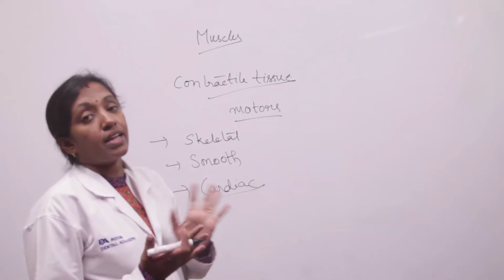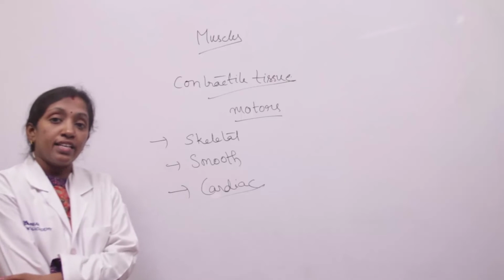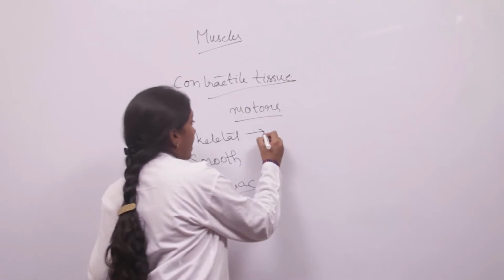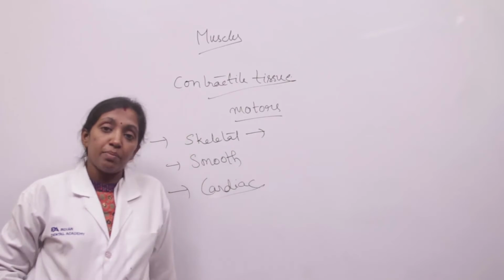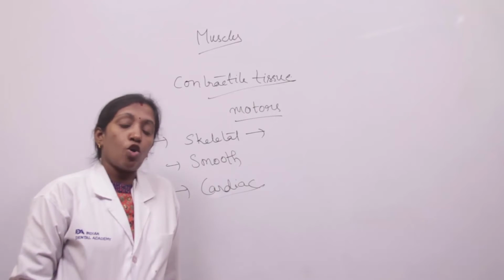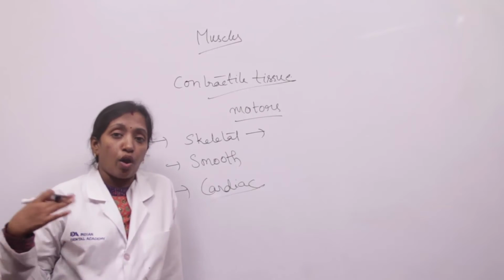The skeletal muscle is attached to the skeleton, that is, attached to the bones. That's why it is named skeletal muscle. Skeletal muscle is otherwise called striated muscle, striped muscle, or voluntary muscle.